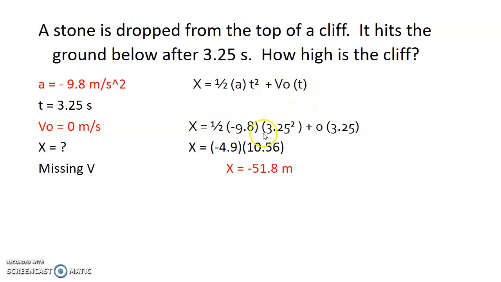Go ahead and plug in my numbers, and I get negative 51.8 meters. So that means the displacement, or the distance the stone traveled down, is 51.8 meters. So the cliff is 51.8 meters high.